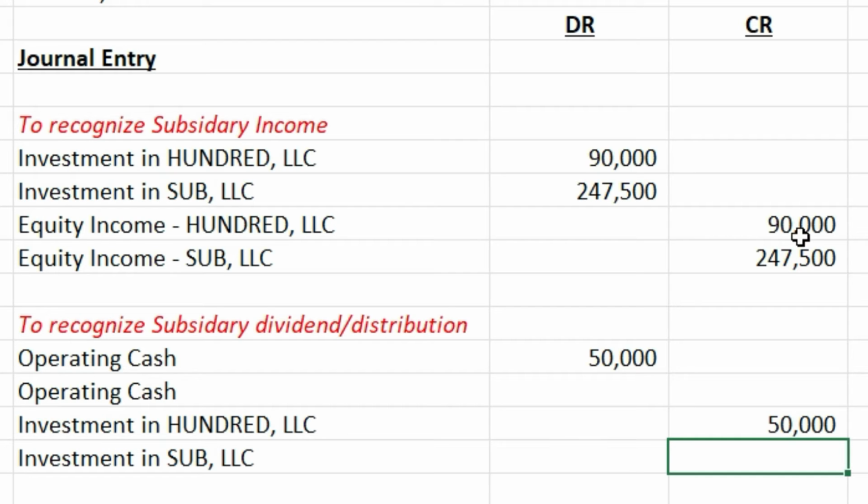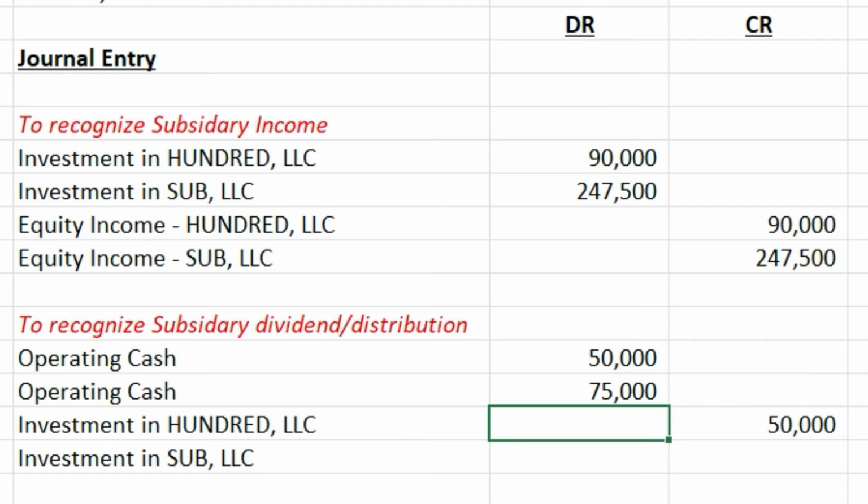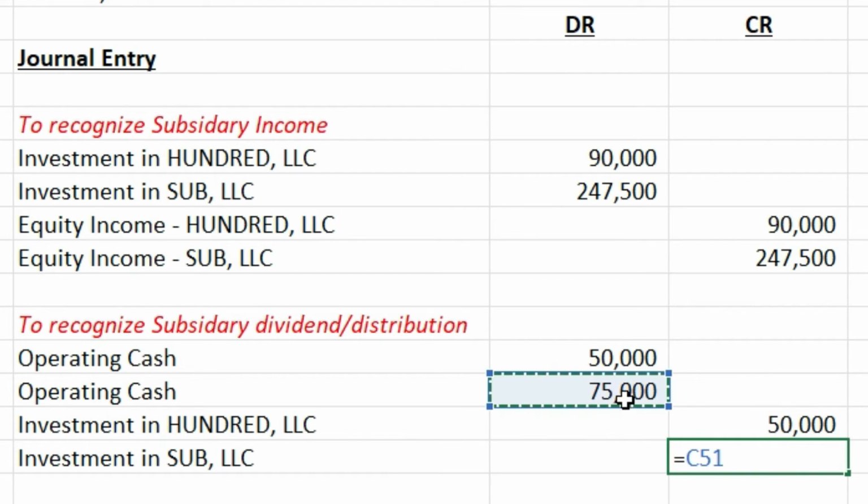Same thing with Sub LLC. They sent you $75,000. Let's say they declared a $100,000 distribution. You own 75%. You get $75,000. It's going to be a debit to operating cash and then a credit to investment in Sub LLC.